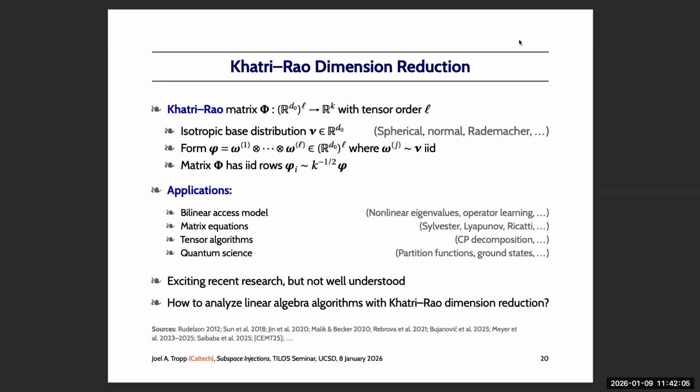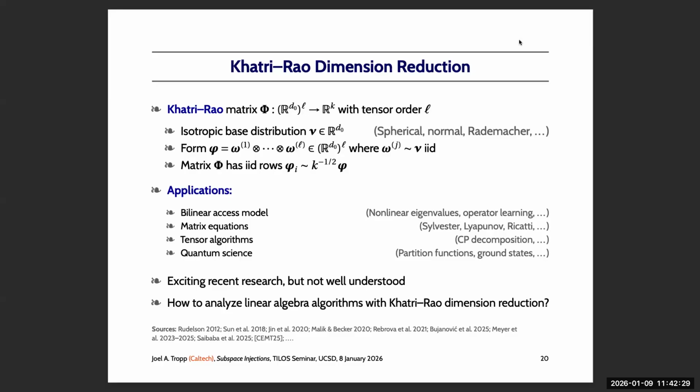So how does that work? We take a base distribution on a low dimensional space. So think about a Gaussian vector. And then we tensor up L independent copies of that Gaussian vector. Okay? So each of these vectors is dimension d naught, but the whole vector has dimension d naught to the L power. Okay? So this is huge.